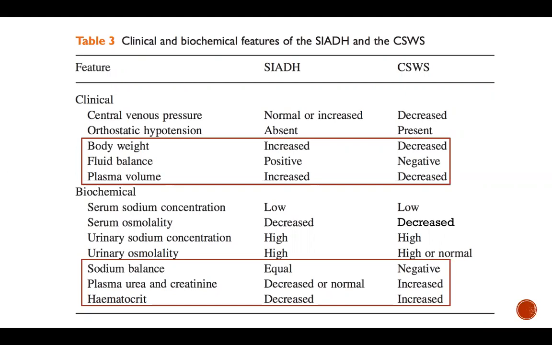And the renal function will be normal or decreased in SIADH as their plasma volume is preserved, but in cerebral salt wasting it will be increased. The hematocrit is the same as well. It will be decreased to normal in SIADH and increased in cerebral salt wasting.